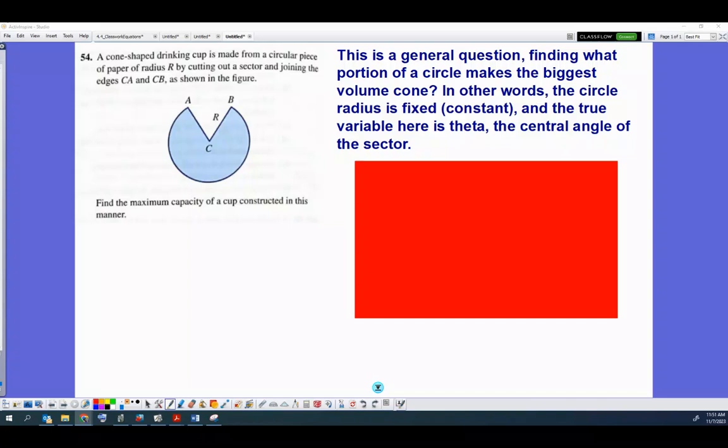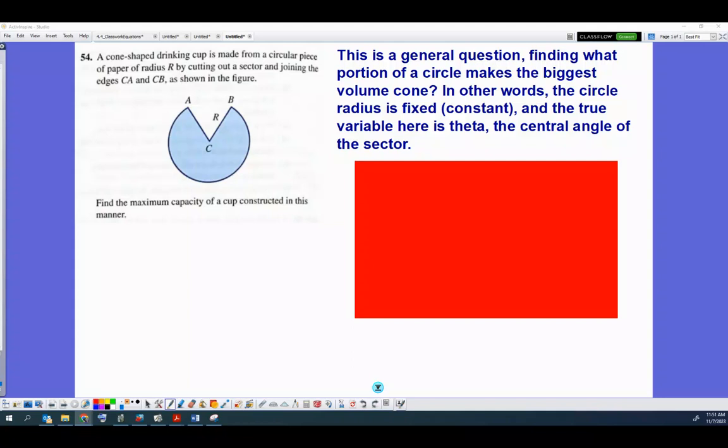Problem number 54 from our optimization section. It's 4.6 in our textbook. It's the Stewart Kokoska edition 1 AP calculus for AP students. We're trying to make an optimal cone-shaped drinking cup from a circular sector.